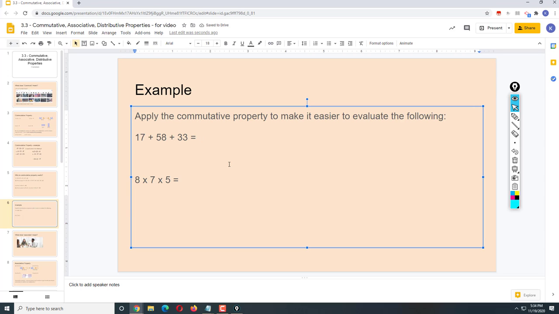So we can apply the commutative property here. That will be 17 plus 33 plus 58. That gives us 50 plus 58 is 108. For this one, that's 8 times 5 times 7. It's not the only way to do it, but it's easier. 4 times 7 is 28. So 40 times 7, 280.